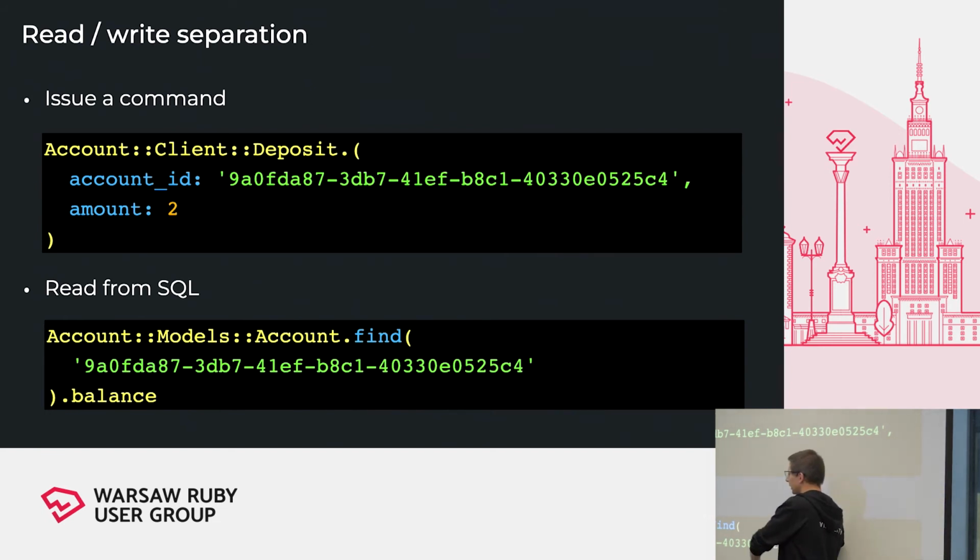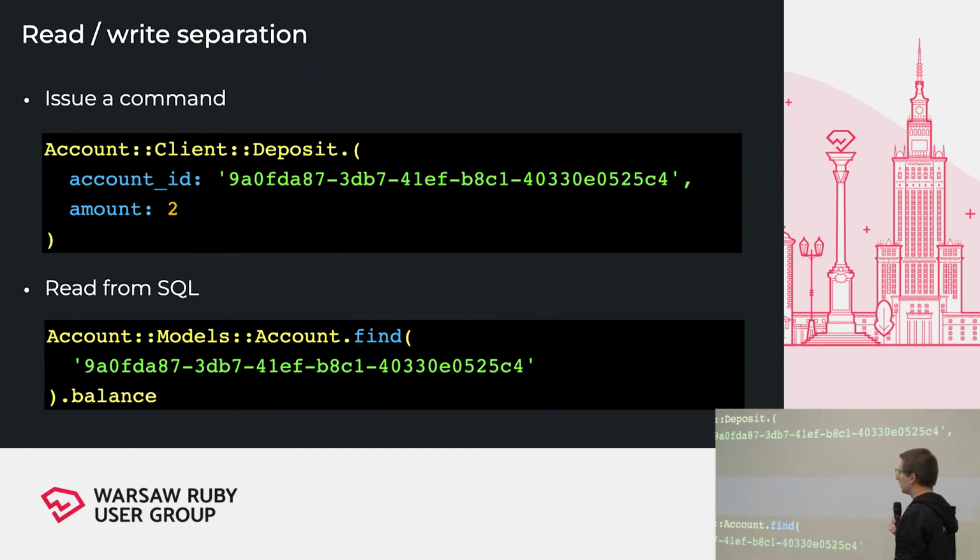Let's start from the bottom. This is just a model, fancy namespace, that's all. So we have an account model where we can find an entry. How do we update this entry? We issue a deposit command. And you can probably see what happens. We have a command which gets transformed or produces an event. That event is projected to our SQL data table, and we can read it.